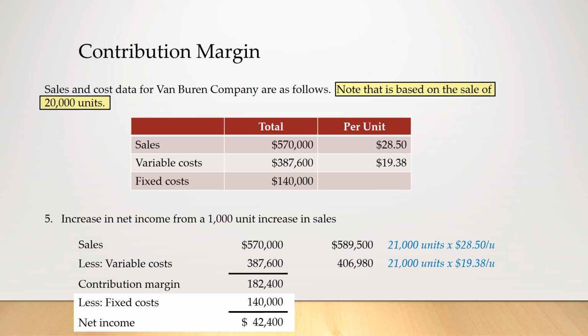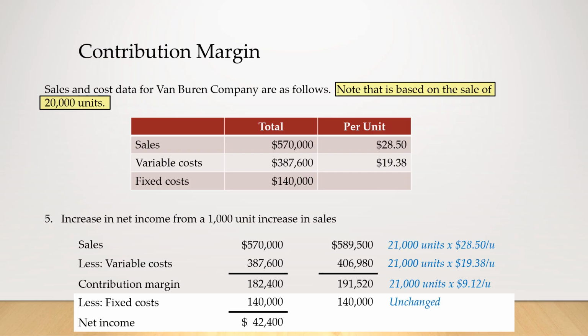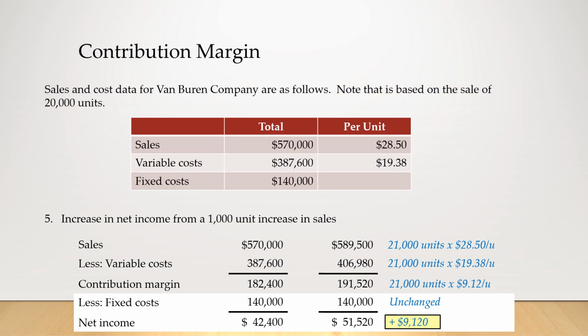$406,980. The new contribution margin, $191,520. Fixed costs will still be $140,000. The new net income will be $51,520, a $9,120 increase over the original amount.